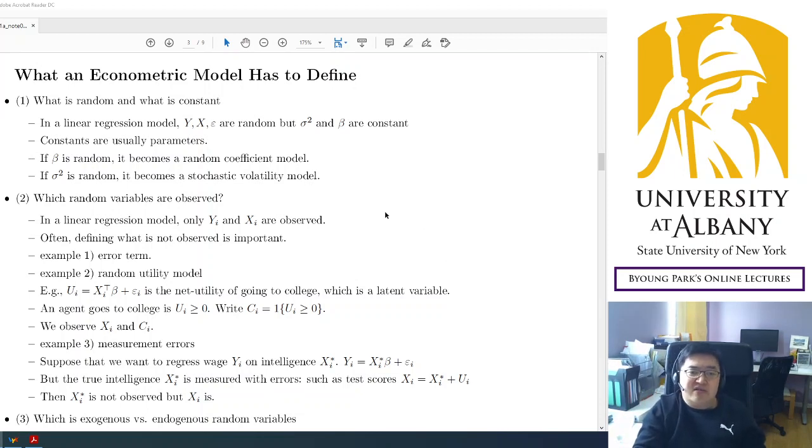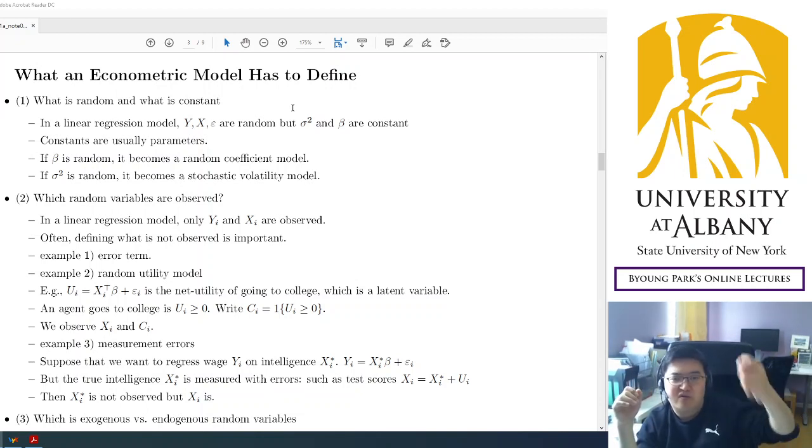But the parameters beta and sigma squared, the variance of epsilon given x, so the variance parameter and the slope coefficient, are assumed to be constant. So they are non-random. That means everyone has the same value. If you randomly choose a person, no matter who you choose, it must be the same.